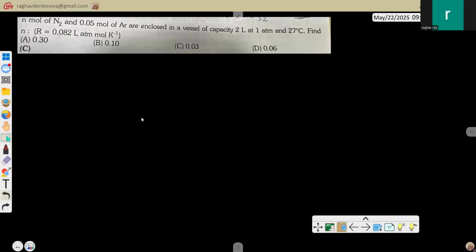Okay, let us do this question that was given. In this question, n moles of N2 and 0.045 moles of argon are enclosed in a vessel of capacity 2 liters at 1 atmosphere pressure and 27 degrees centigrade temperature. Find the n value. So before starting this question, let me introduce you to the gas laws.